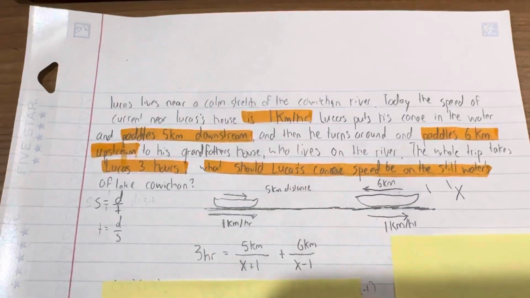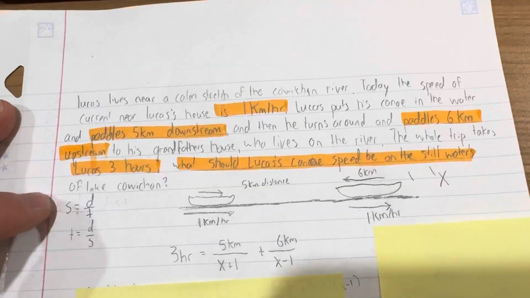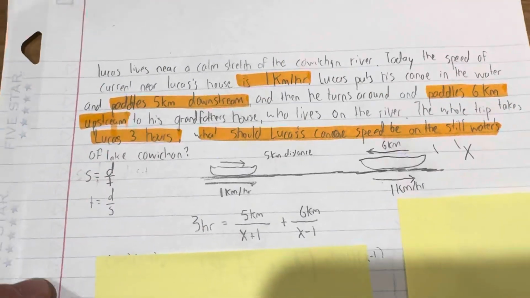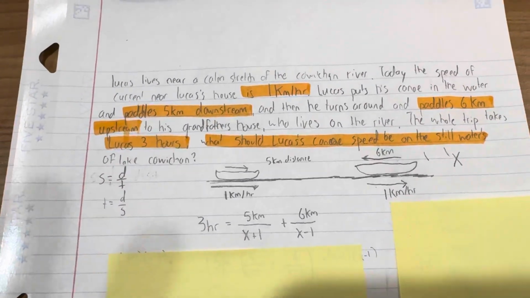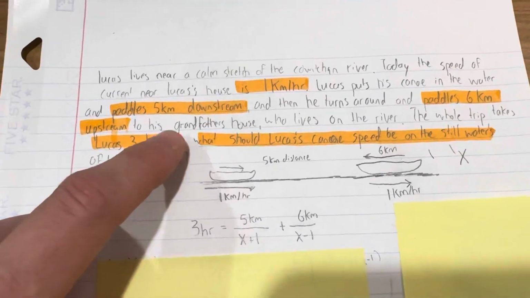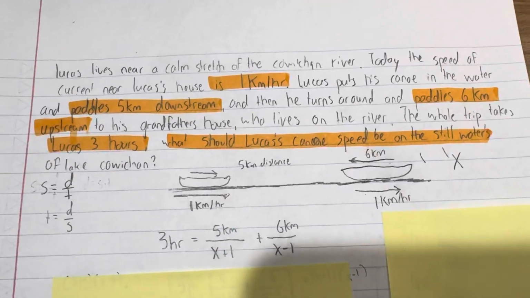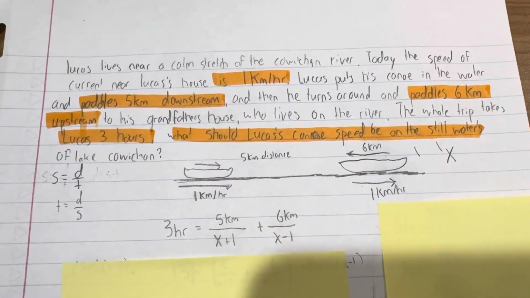Okay, so piecing this together, I have all these highlighted pieces of information. We do know that speed is distance divided by time. However, we don't yet know the speed. However, we do know the time, as the time is 3 hours for the total duration of the trip. I've just drawn a silly little sketch here.